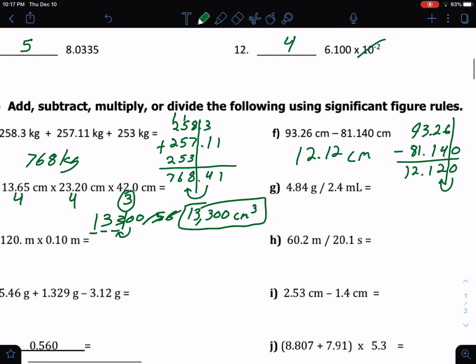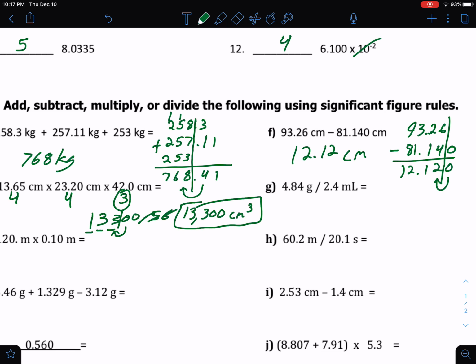Okay, so dividing does the same thing. So you're just going to count sig figs. So 4.84 has 3. 2.4 has 2. So my answer can only have 2. So I'm going to type in my calculator. So 4.84 divided by 2.4 is going to be 2.01667. It just kind of goes on and on and on.